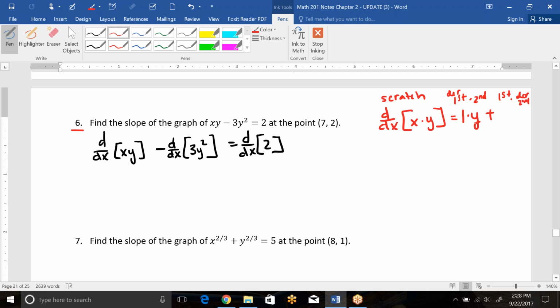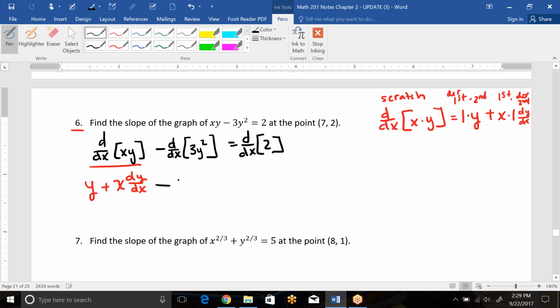Notice with this y right here, I did not put a dy/dx next to it because it was not an actual derivative. It was just the second function. And then for this one, the first function is x, and when I do the derivative of this, it's a 1, but you have to chain on the dy/dx. So this part is actually going to turn into y plus x dy/dx. That came from my scratch work over here. The rest of them are pretty simple.